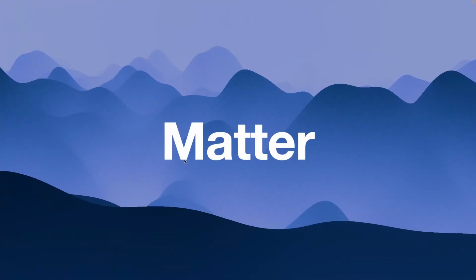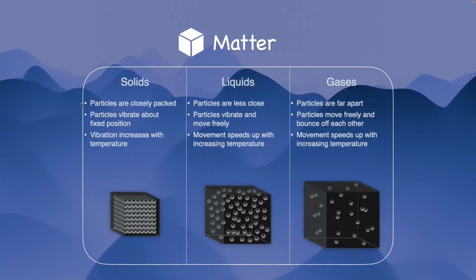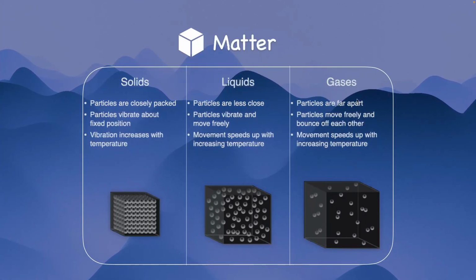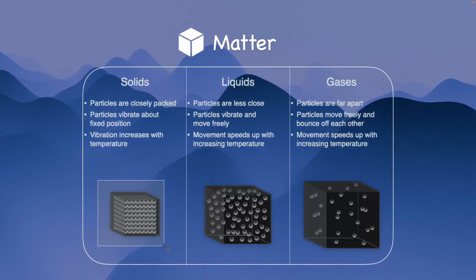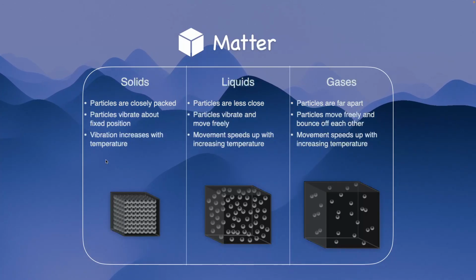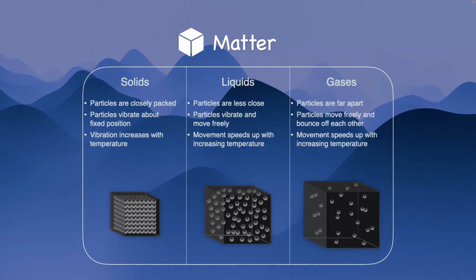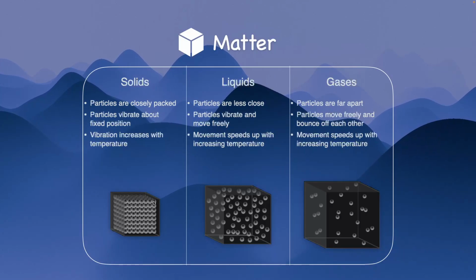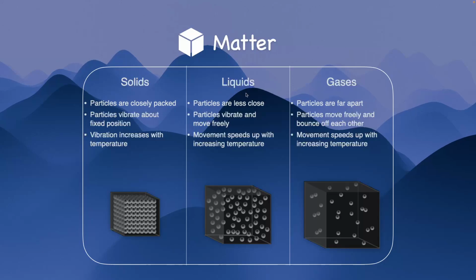Okay, let's move on to the next section, which is matter. So there are 3 states of matter in our syllabus. There are also more that aren't in our syllabus, but these are the ones that we have to know about. In solids, the particles of the object are really closely packed and they vibrate about a fixed position. This vibration increases with increasing temperature up to a point where these particles feel the will to freely move, and that's when they convert to liquids, where the particles are less close.